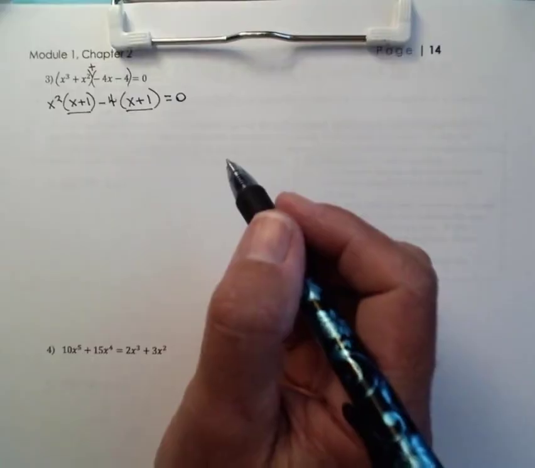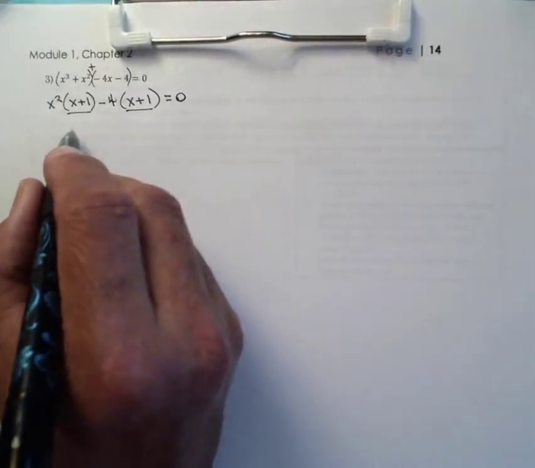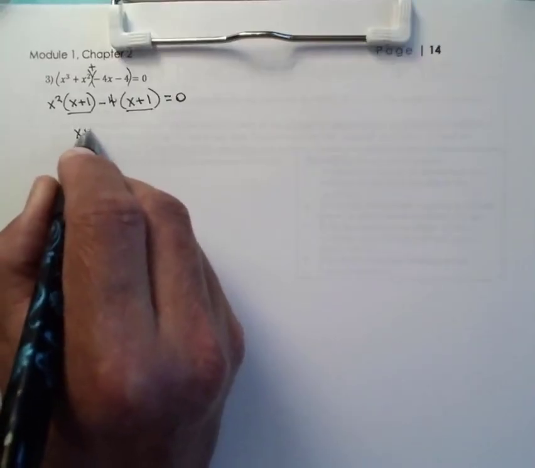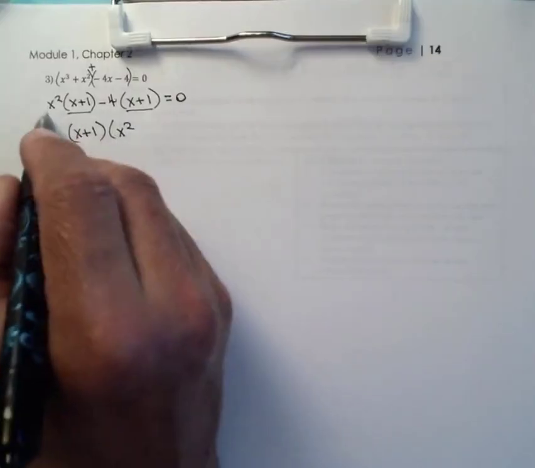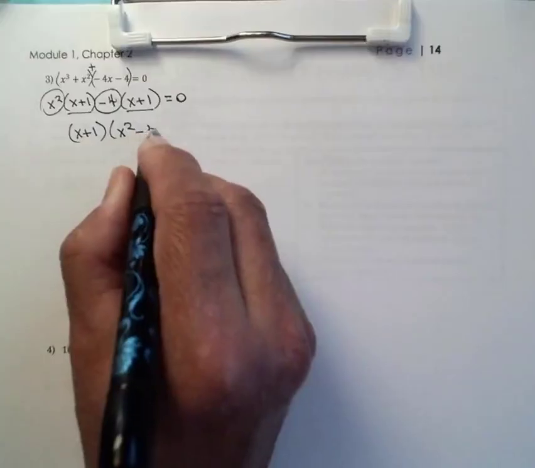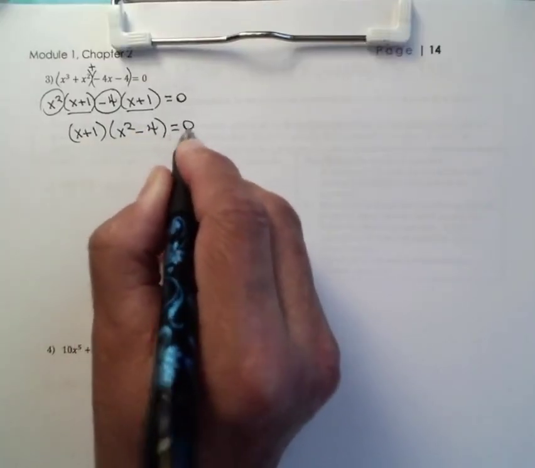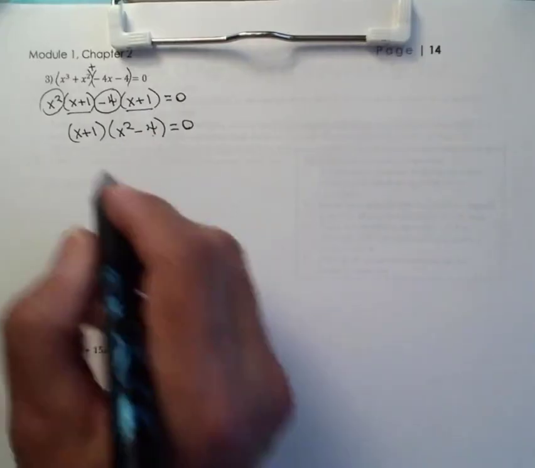Then I note, as with factoring all grouping problems, if I don't have matching binomials, it didn't work. But this time it does. I have x plus 1. And then I have times whatever's left over. What was left over? x squared minus 4, right? So that's my second binomial. And I'm not finished because this is a difference of two squares.